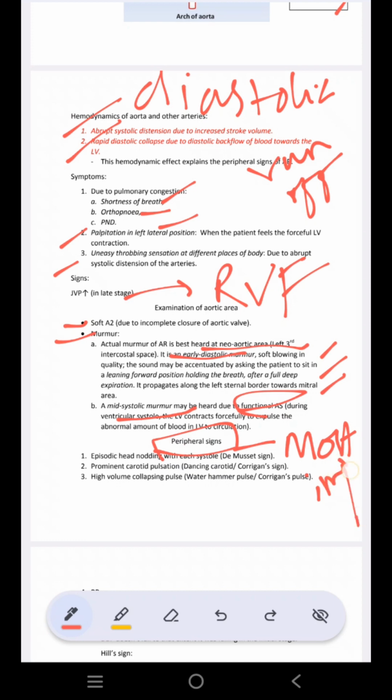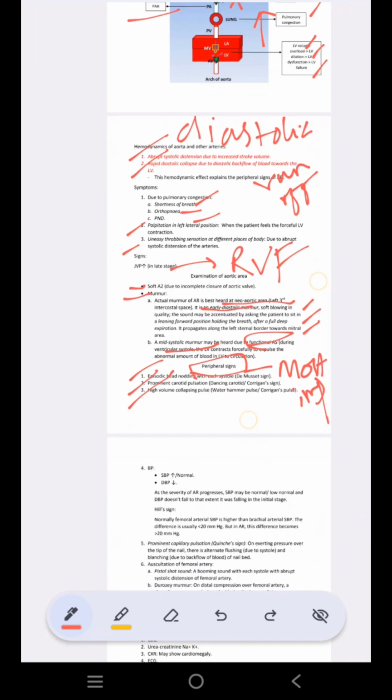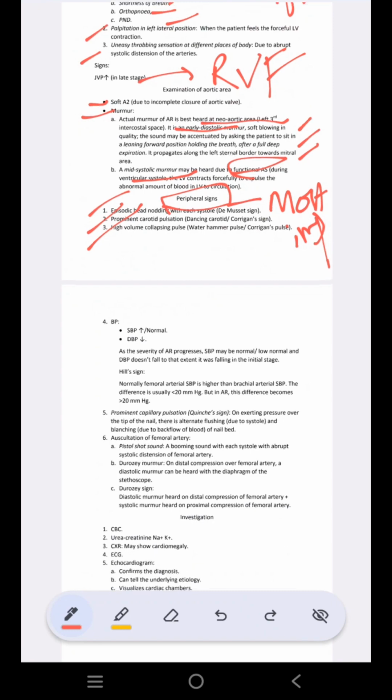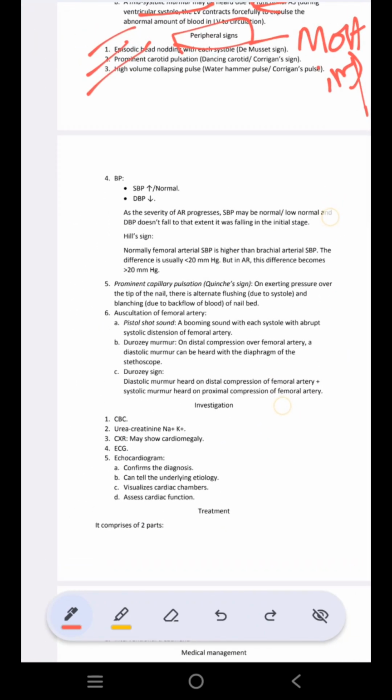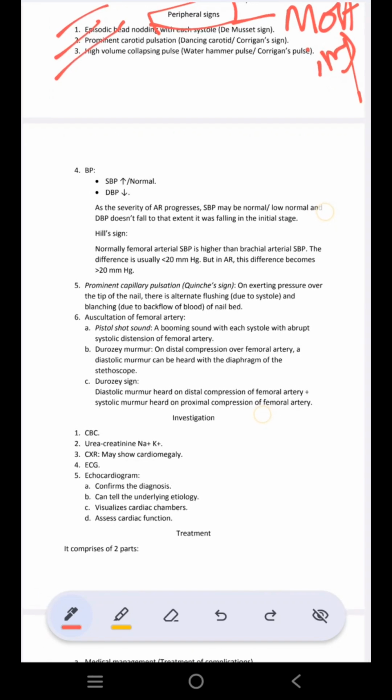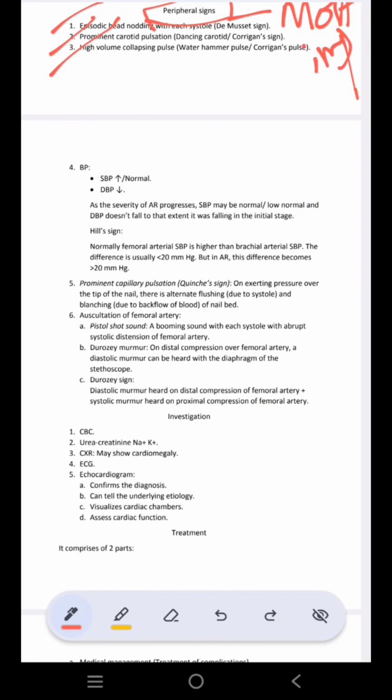Now, the most important thing in aortic regurgitation are the peripheral signs. So first, you have the de Musset sign. What happens in this? There is episodic head nodding with each systole. Then there is Corrigan sign and there is Corrigan pulse. Corrigan sign is the dancing carotid and Corrigan pulse is the water hammer pulse. Now, what happens to the blood pressure? There is increased SBP and decreased DBP. So the pulse pressure, which is the difference of the SBP and the DBP, will naturally be increased.